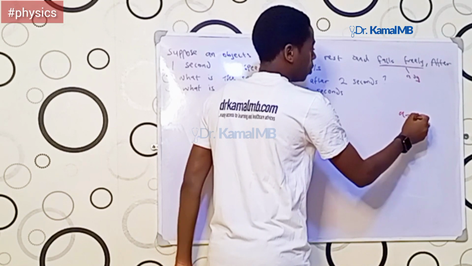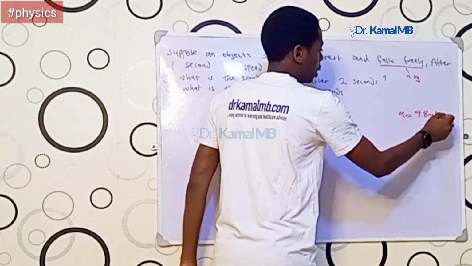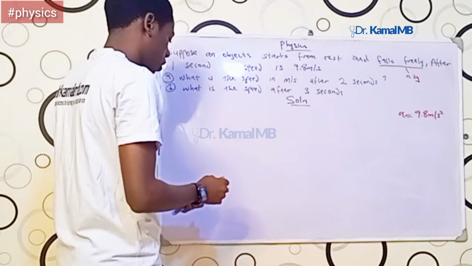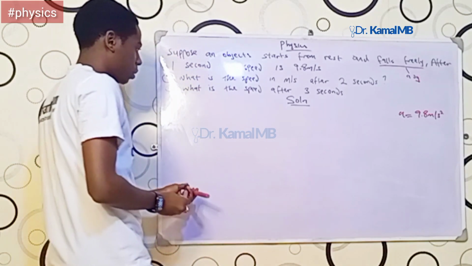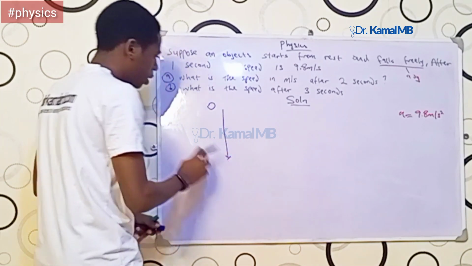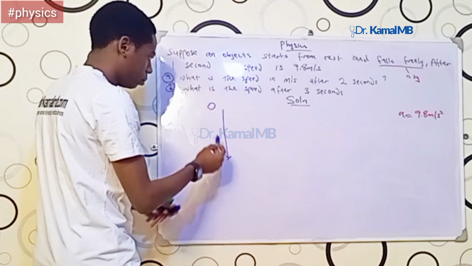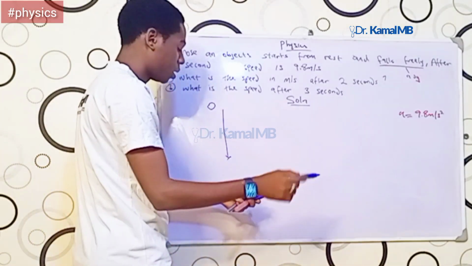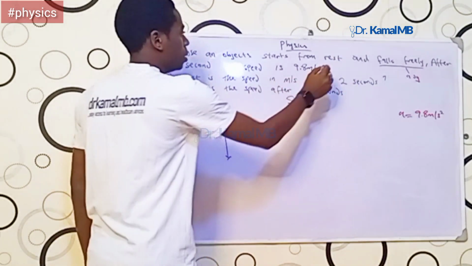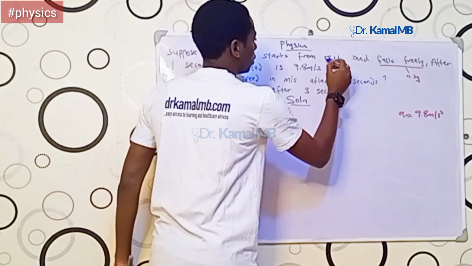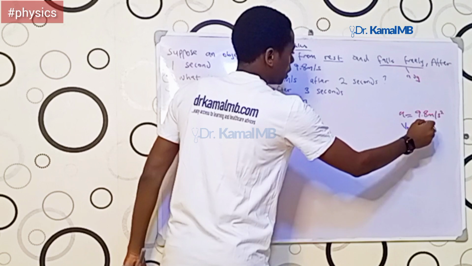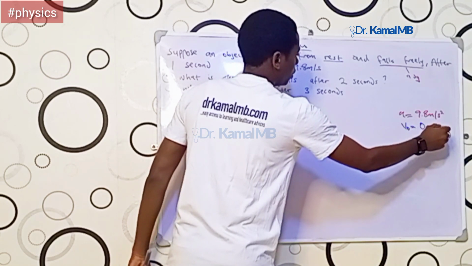A is equal to 9.8 meters per second square. And they said it falls freely. So this means this object was dropping freely. Nothing is holding it from a specific space, and it's going downwards. It falls freely from rest. From rest, it means that its initial velocity or initial speed is 0 meters per second.